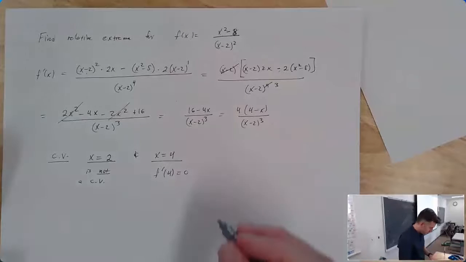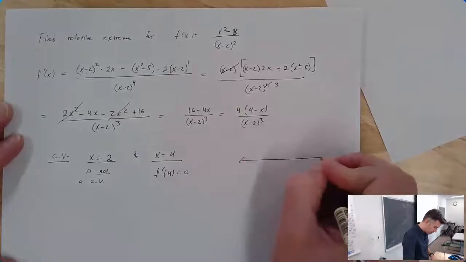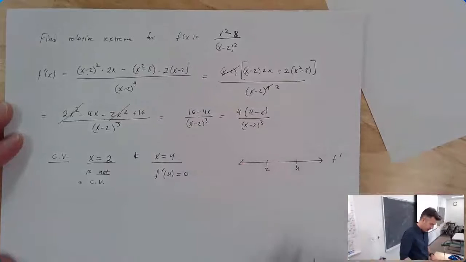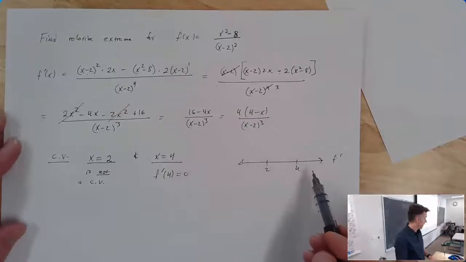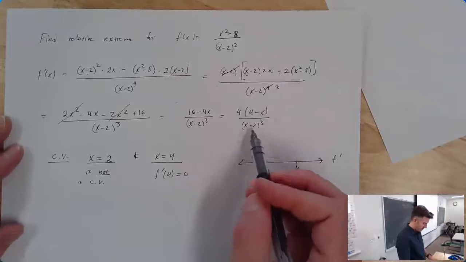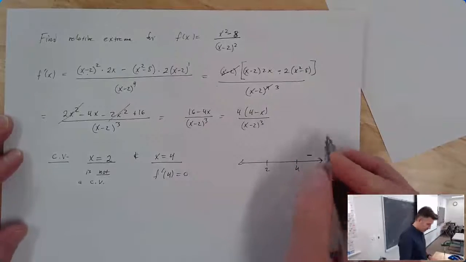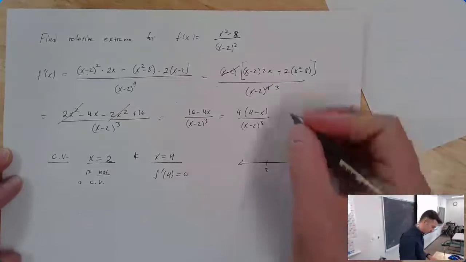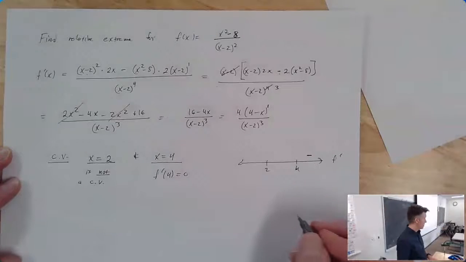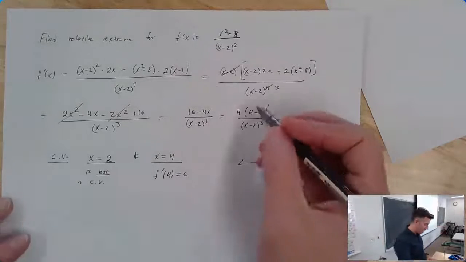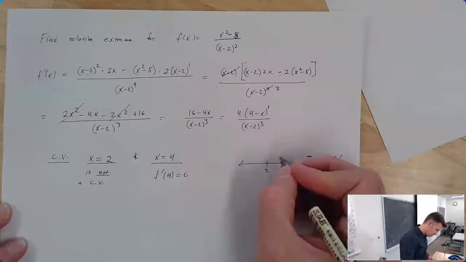So on my number line here, I have a 2 and a 4. For f prime, if I pick a number larger than 4, like 5, 4 minus 5 is negative, 5 minus 2 is positive, and a negative divided by a positive is negative. And then 4 came from this factor raised to an odd power, so the sign's going to do what? Change or stay the same? The power is odd, the sign changes.